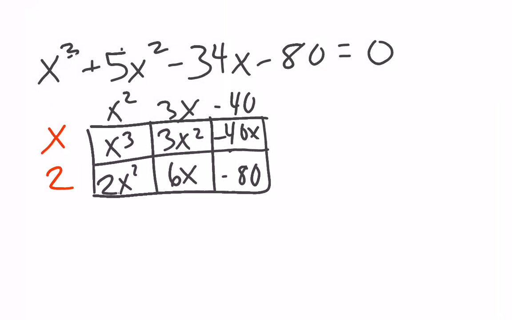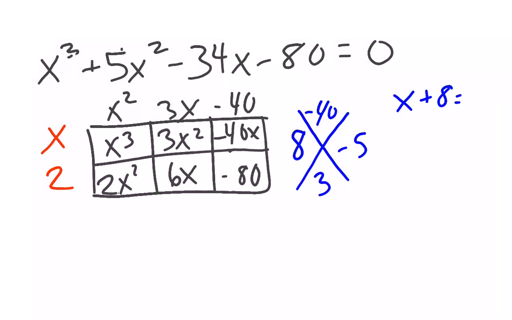Now, can I use quadratic formula? Yes. Do I want to? No. Is there something that multiplies to negative 40 and adds to positive 3? See, 8 and negative 5. So that means x plus 8 equals 0 and x minus 5 equals 0.